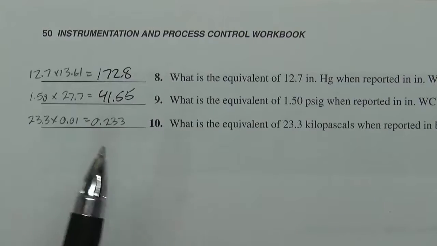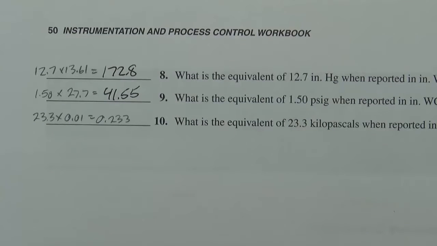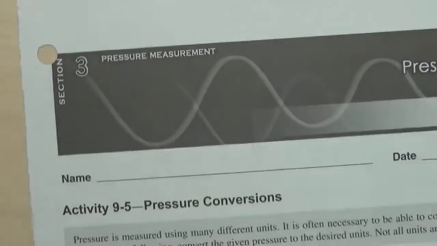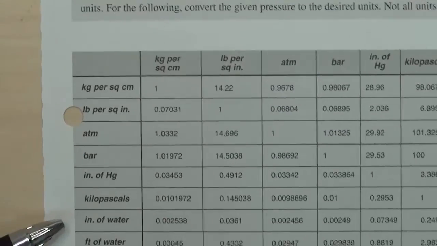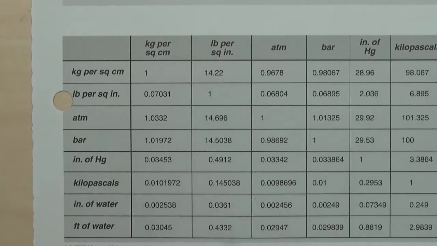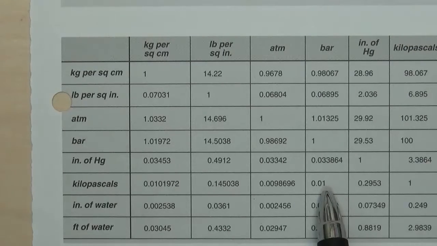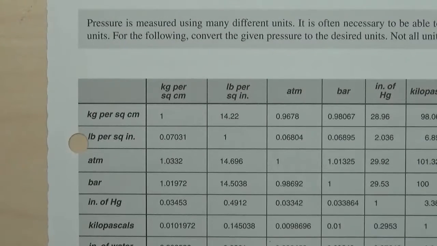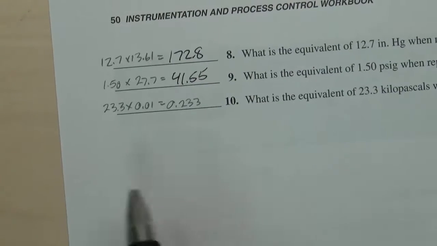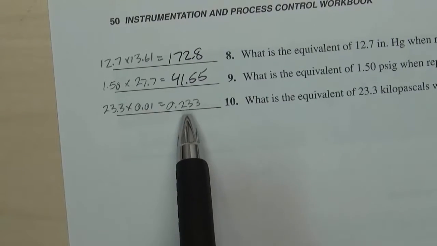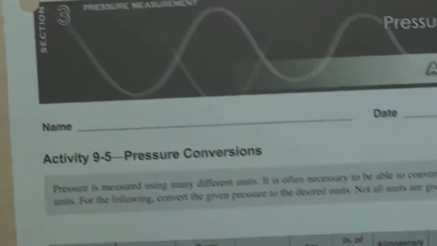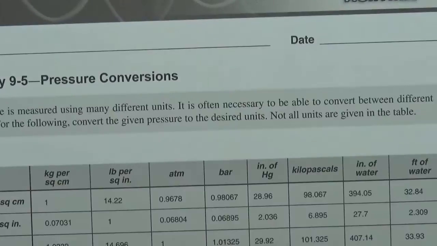Number 10. What is the equivalent of 23.3 kilopascals when reported in bar? So here's kilopascals, and here's the bar, which is 0.01. So I just multiply 23.3 times 0.01.